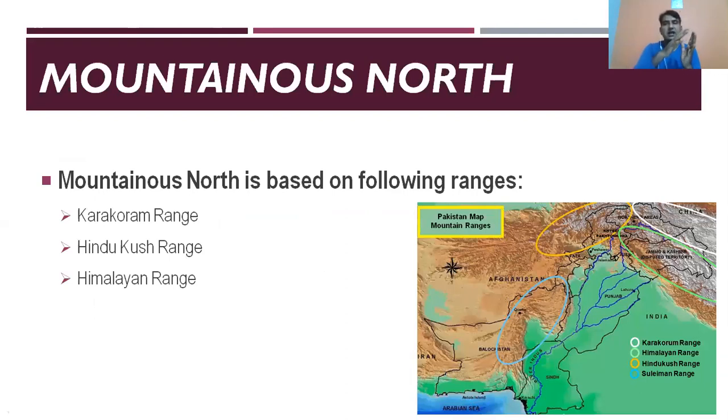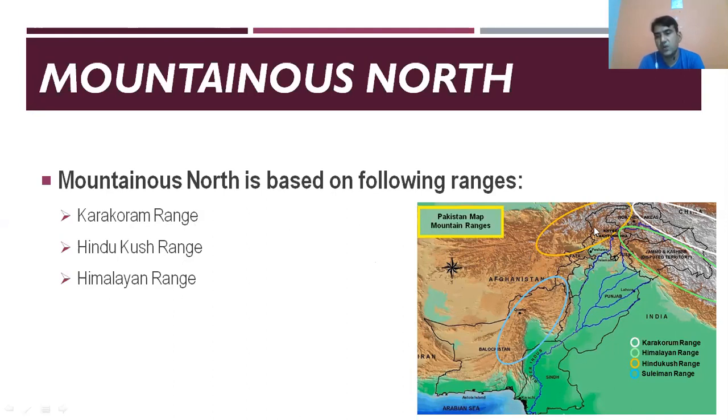I told you these are called the first major physical land features, or land divisions: the northwest mountainous ranges. These are also subdivided into northern mountainous ranges and western mountainous ranges. So we'll see the mountainous north. These are the ranges found in the north of Pakistan. We have three big, or larger, ranges found in the north of Pakistan: Karakoram Range, Hindukush Range, and Himalayas Range.